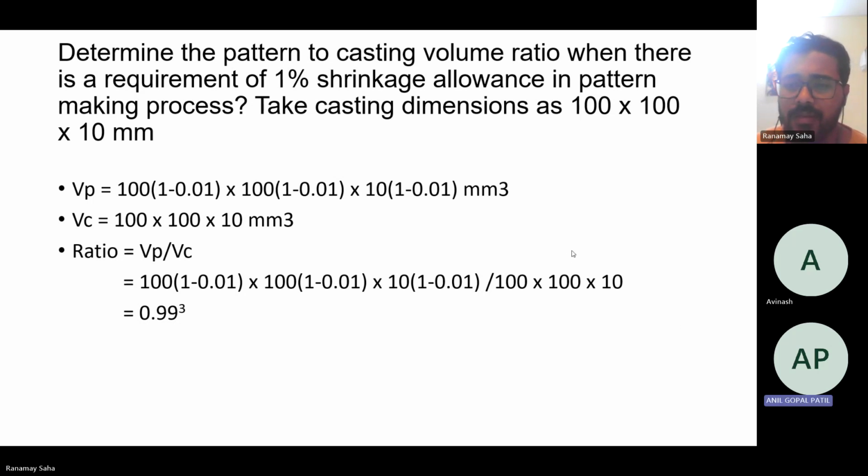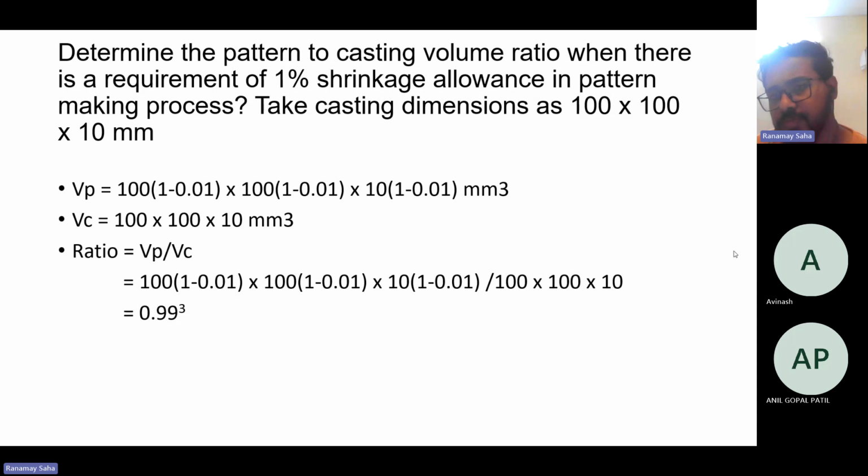Sir, the pattern will be bigger, right? Pattern doesn't remain, pattern volume should remain small. Otherwise, how can we accommodate the shrinkage? So in shrinkage the dimension of the casting will reduce. Yeah, in shrinkage the casting dimension will reduce, right?